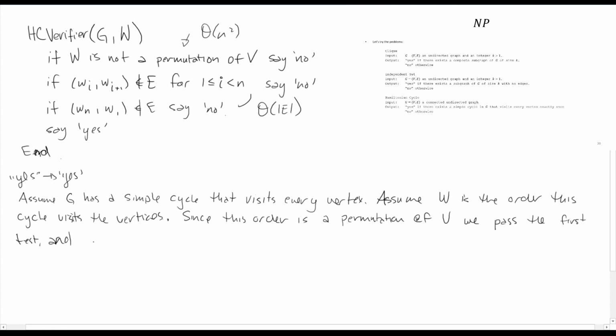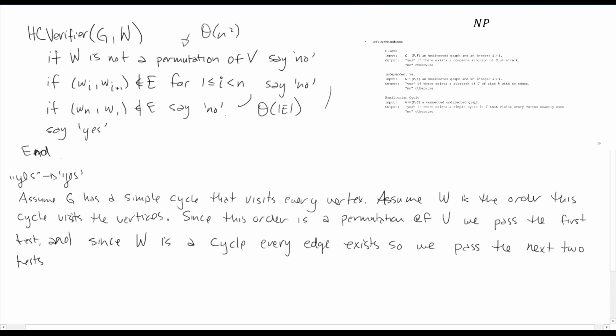So next, now the next bit is we're going to rely on the fact that it is also a cycle. So since W is a cycle, we know that every edge in that cycle is going to exist. That's what we're testing for here. So we know each of these edge tests that we're doing is going to come back true. So that's actually going to get us through two tests all at once. So we say yes, and that ends that branch. We're on to the next branch.